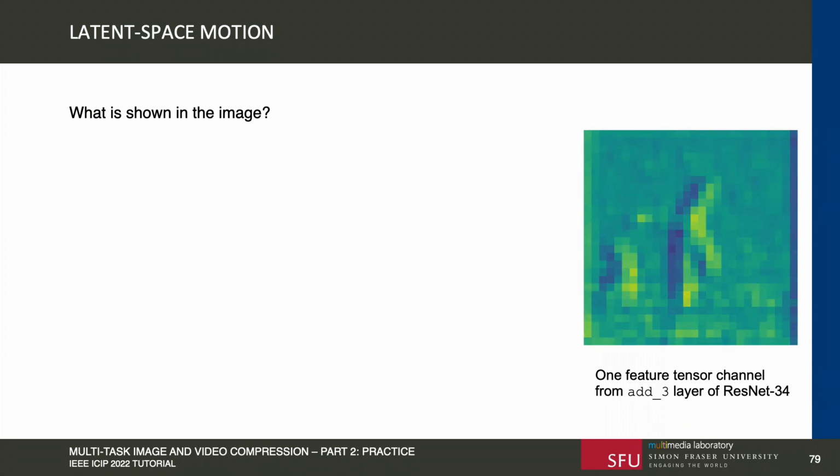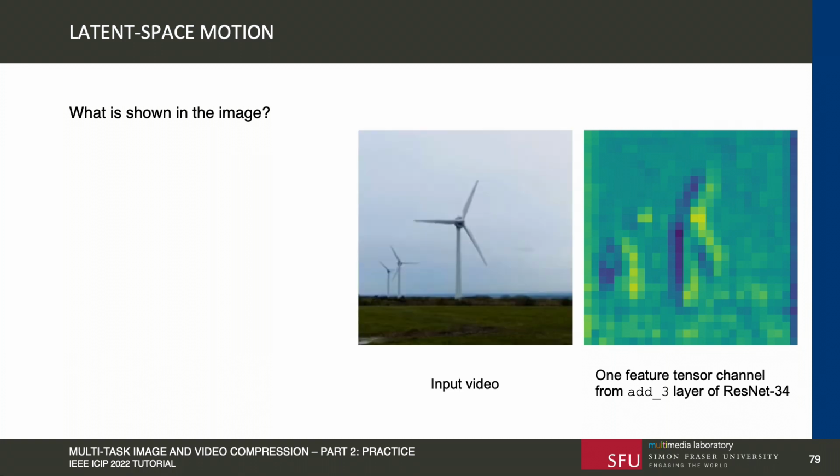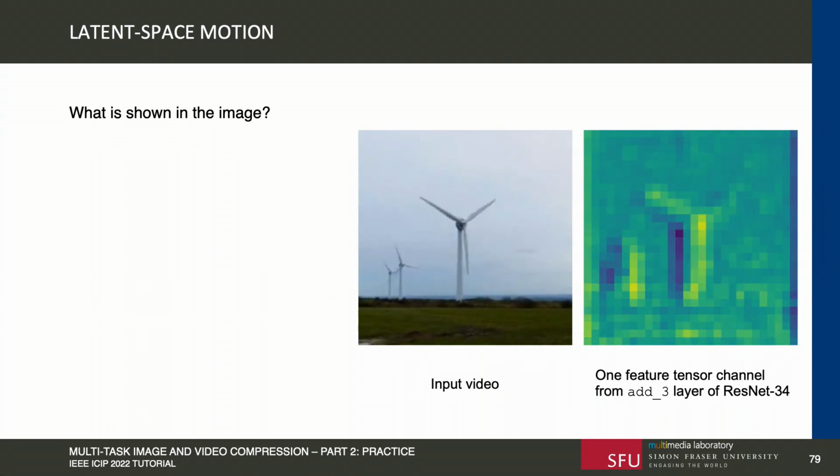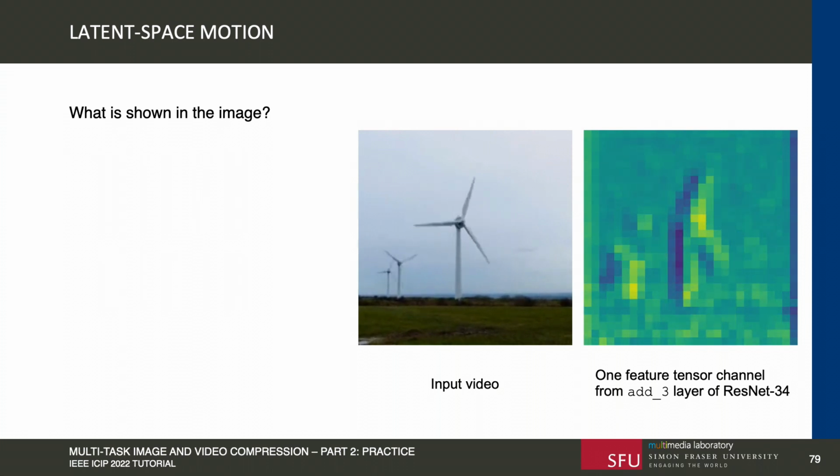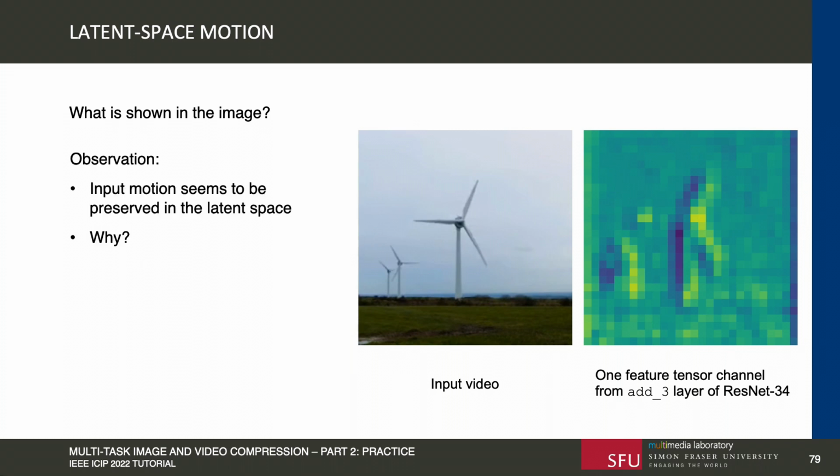But if we were to play the video of this channel extracted from the input video, then it becomes a lot clearer what the input was. And the input in this case is showing wind turbines. And so we see that motion is quite well preserved in the latent space, even if spatial details do not make it easy to tell what's going on. So the question is why? Why is motion in the latent space well preserved compared to the input motion?